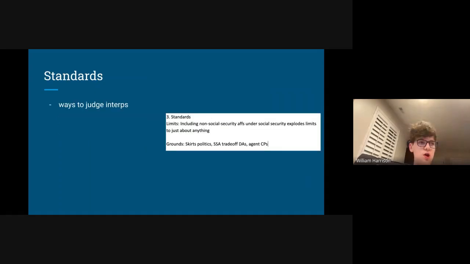Standards are a way to judge interpretations. This is how we differentiate between them and decide whether an interp is the one that the debate community ought to be operating under.